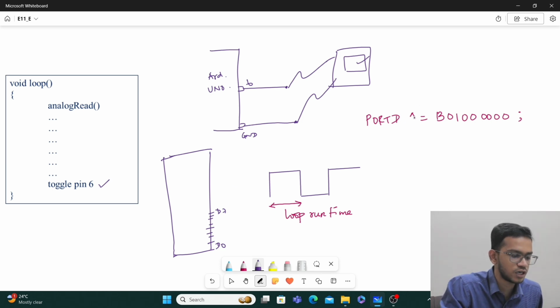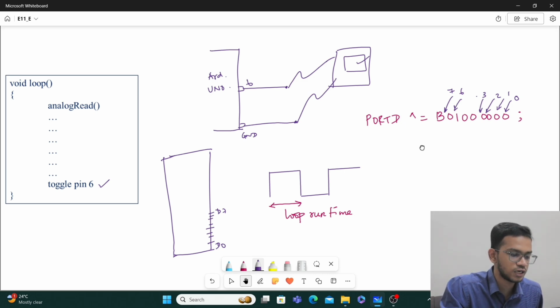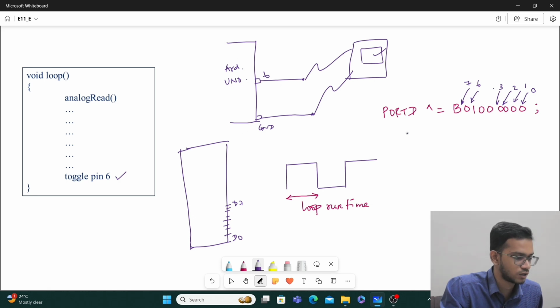So when I'm saying port D XOR equals something, the first bit corresponds to pin number 0, the second bit corresponds to pin number 1, the third bit corresponds to pin number 2, the fourth bit corresponds to pin number 3, and so on. The last bit, the 8th bit, corresponds to pin number 7, the 7th bit corresponds to pin number 6. When I'm writing 1 in the 6th bit, that means pin number 6 will toggle according to this particular function. If you want to read more about this function, you can read it.